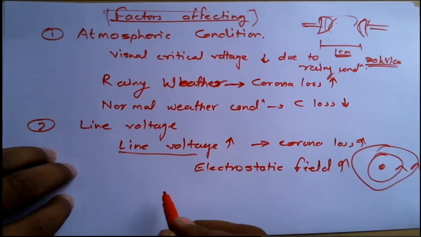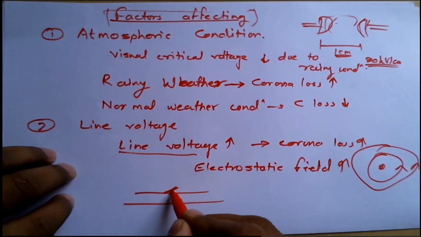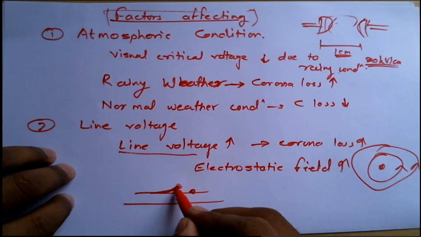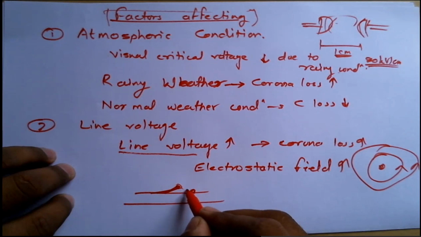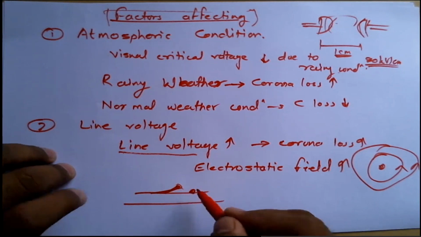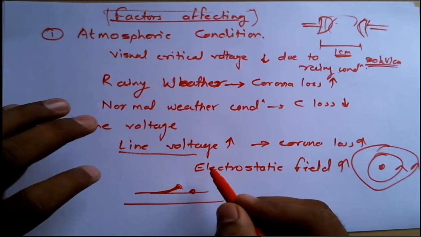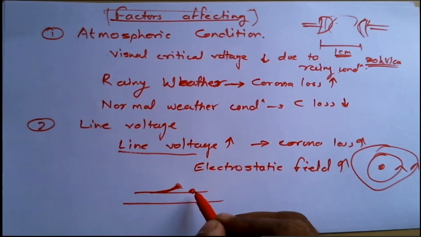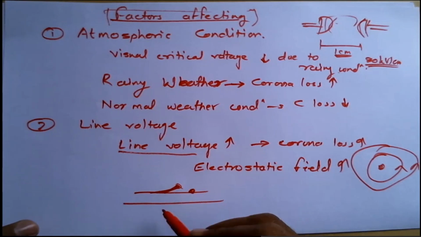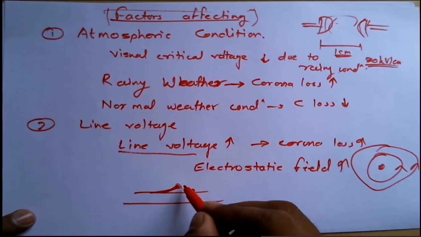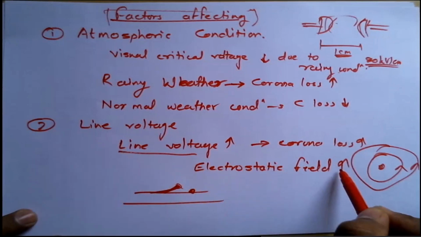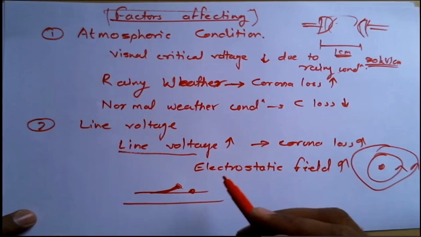if it increases, let us suppose this is the conductor, one strand is broken, and we consider these 2 points, and the distance between these two is less than 1 centimeter, or nearly 1 centimeter. In these 2 points, if the electrostatic field increases rapidly or has a very high value, the air will get ionized, right? So the same thing: when line voltage increases, the electrostatic field increases and it will lead to higher corona loss.